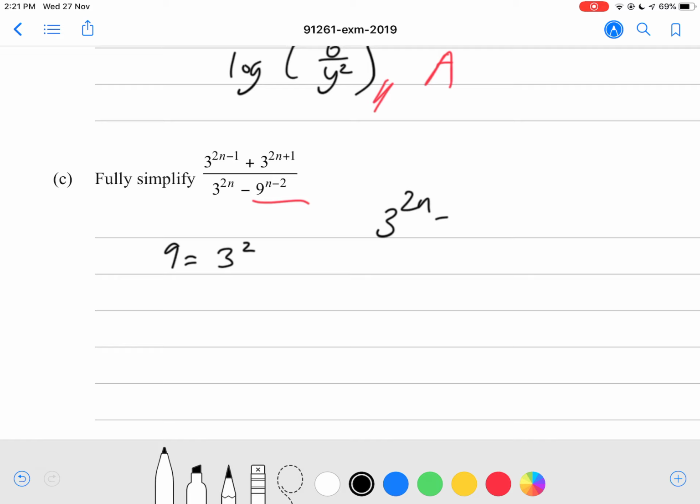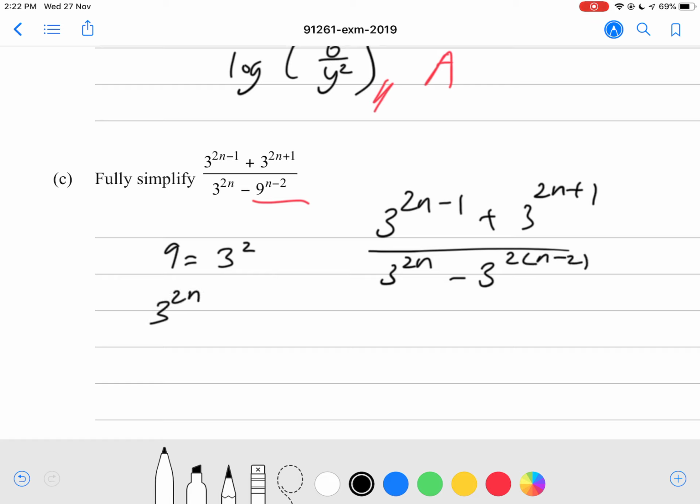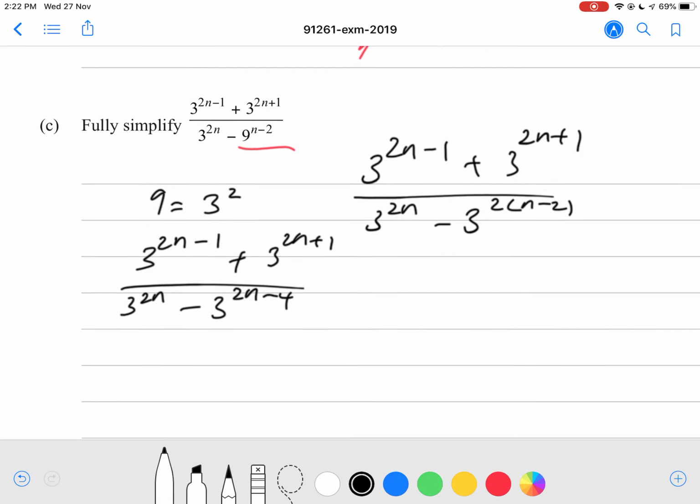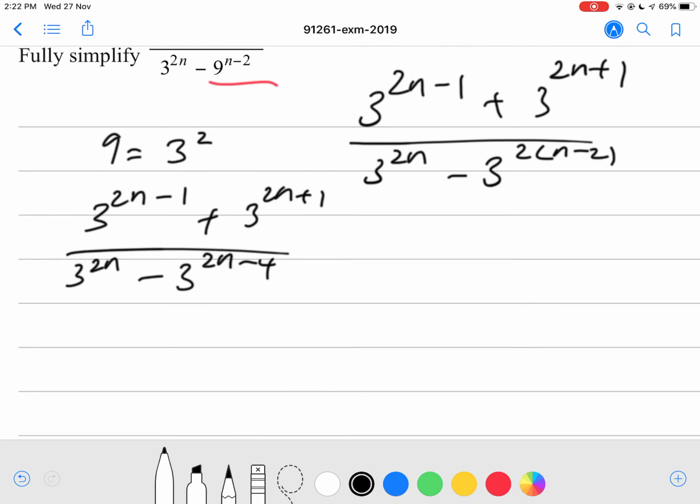So we can say 3 to the power of 2n minus 1 plus 3 to the power of 2n plus 1, over 3 to the power of 2n minus 3 to the power of 2 times n minus 2. And we can simplify even more: 3 to the power of 2n minus 1 plus 3 to the power of 2n plus 1, over 3 to the power of 2n minus 3 to the power of 2n minus 4. Now everything is the same base. However, our powers are all very different.